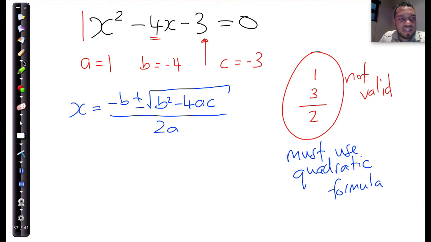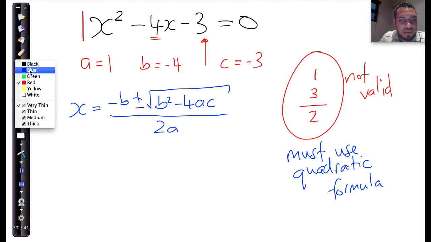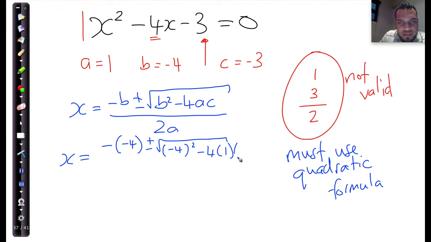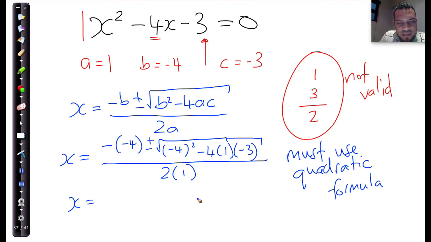Okay, so now I substitute it in, and I know that this may be boring because it's easy work that you already know. This is x equals minus negative 4 plus or minus the square root of b squared, which is negative 4 squared, minus 4 times the value of a, which is 1, times the value of c, which is negative 3. And that's all divided by 2 multiplied by the value of a, which is 1. This is going to give me x equals something and x equals something else, depending on whether this value is positive or negative. So let's put that in a calculator and see what we get.